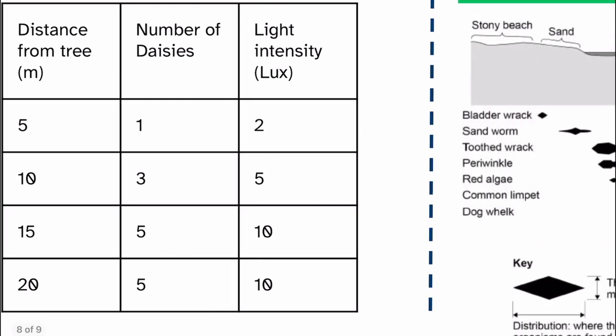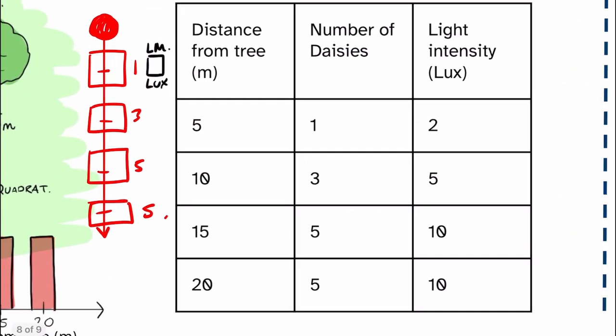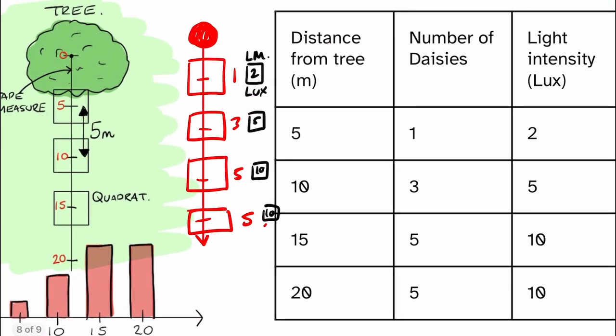So you can see in the table here, I've done that. The light intensity here was 2 lux, here it was 5, here it was 10, and here it was 10. So they could plot both of those on a graph, 2 different lines, and you can say very clearly that, look, as the light intensity increases, the number of daisies also increases. So the light intensity is a limiting factor.